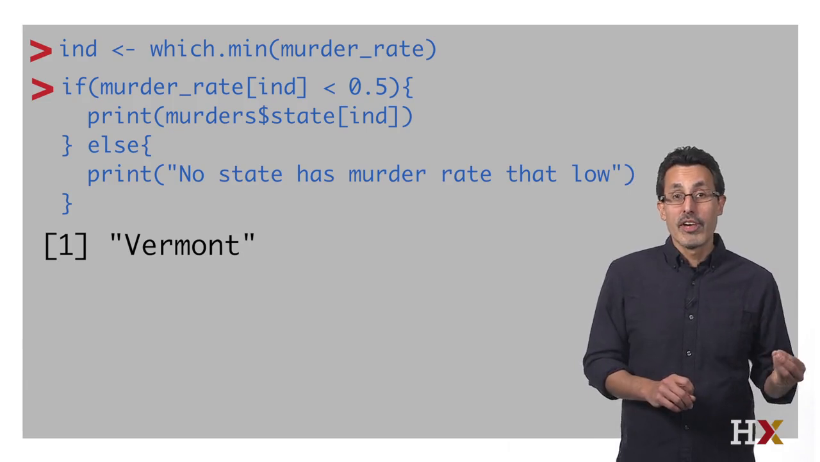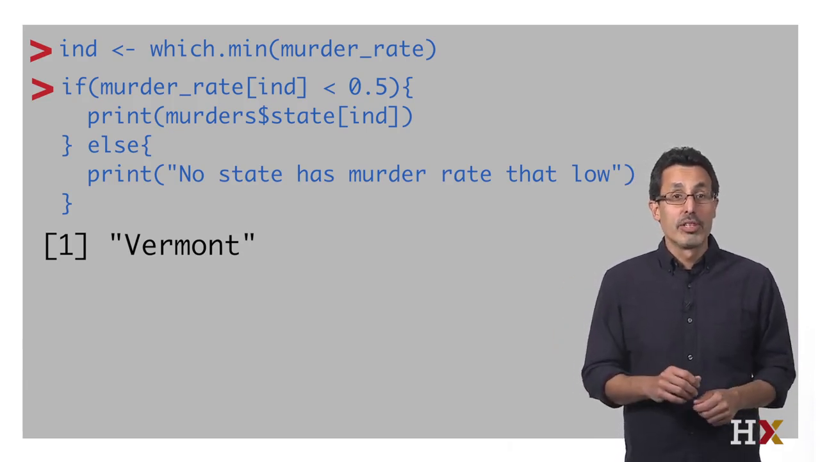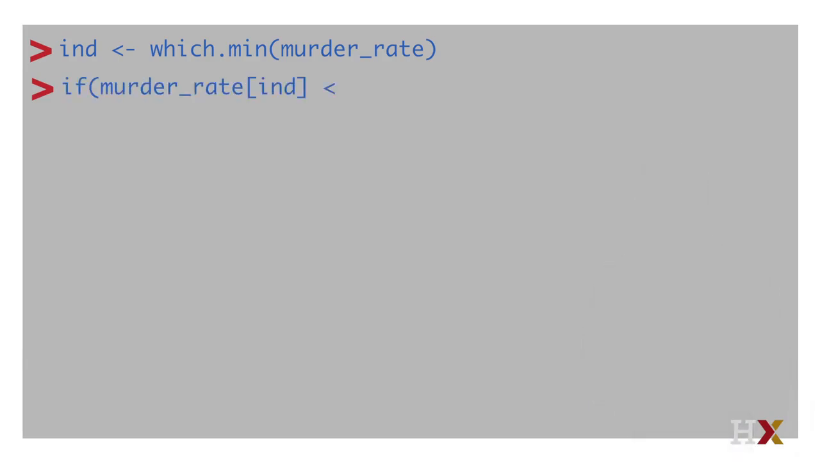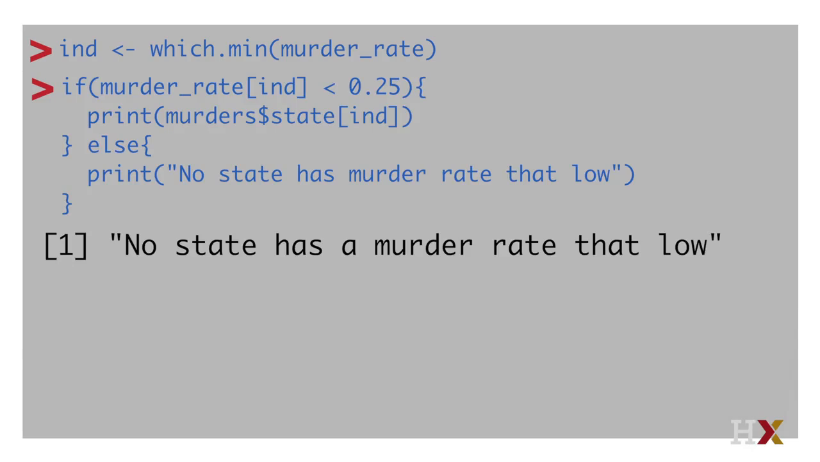So if we use 0.5, we get the answer Vermont, because that state has a murder rate lower than 0.5. But if we change that level to 0.25, we get a different answer. Now we say no state has a murder rate that low.